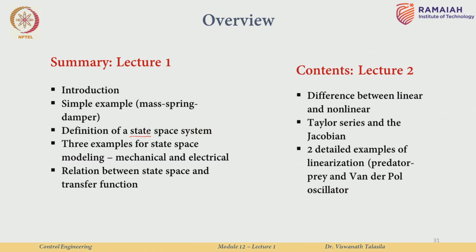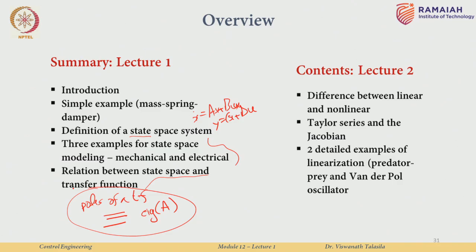We saw the basic form of a linear time invariant state space system, which was x dot equal to Ax plus Bu and y equal to Cx plus Du, right. And then we did a few examples for the state space modeling, and then we derived the relationship between the state space and the transfer function. Crucially, we proved that the poles of a transfer function are exactly the same as the eigenvalues of the A matrix of the state space system, okay. So, this establishes that the dynamics we are looking at in the state space and in the transfer function, only for linear systems, are exactly the same, okay.